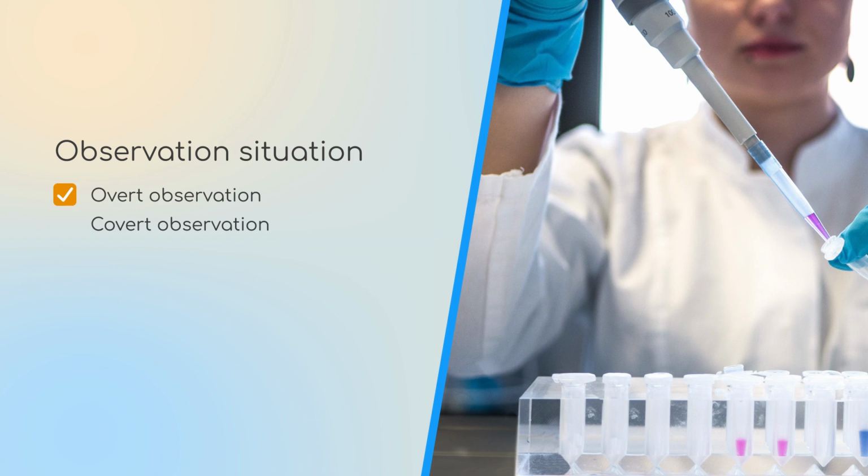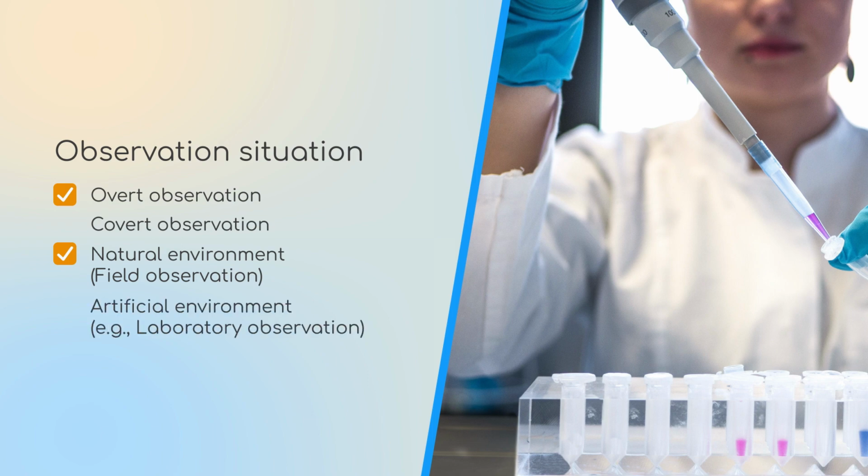If the observation takes place in a natural, familiar environment, such as hospitals, schools or kindergartens, it is a so-called field observation. Observations in artificial environments are conducted in special observation rooms, such as laboratories, where stimuli are intended to elicit behavior. The advantage over field observations is that the influencing variables can be better controlled and the results can be better recorded.